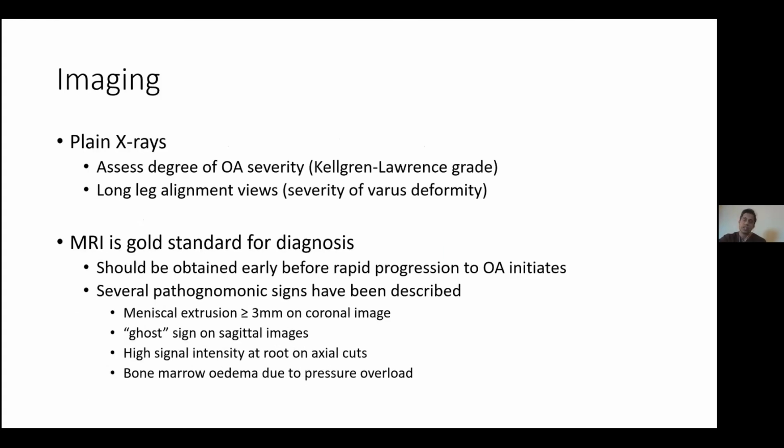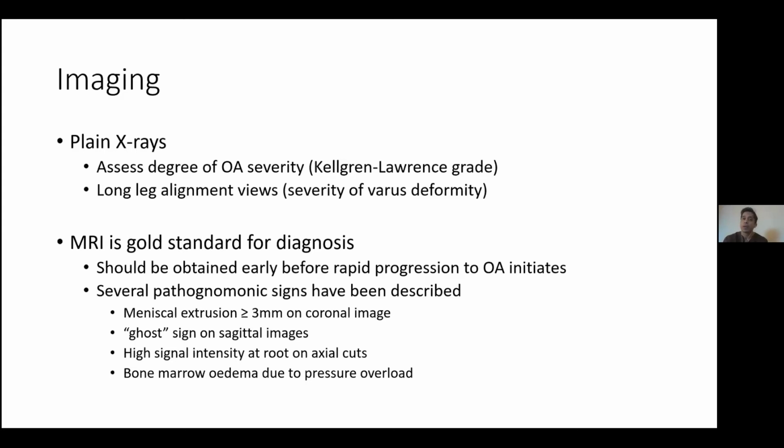So next, we move on to imaging. I think MRI remains the gold standard diagnosis. X-rays, yes, we can't see the root tear per se, but it's still helpful as a preliminary investigation, I think, to assess the degree of severity of osteoarthritis. Some of these patients present late, and at the time that you may be seeing them, the X-rays may show quite severe osteoarthritis changes. Long leg alignment views, I think, are valuable as well, as we can assess the degree of varus deformity.